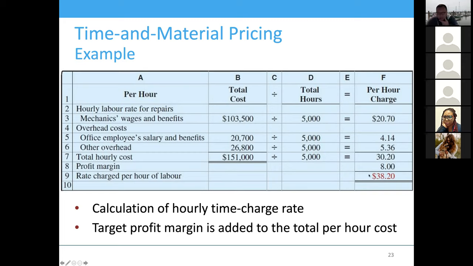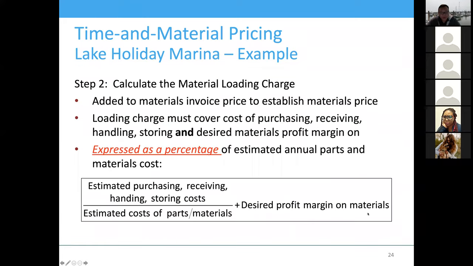So now you know how to figure out the rate charged per hour of labor, right? And also you want to calculate the materials loading charge, okay? So this would be on top of the materials price, okay? On top of the materials cost price, because people will incur labor and cost. They are purchasing, receiving, storing these materials, right? You think about the people working for the parts division for the car dealership, right?